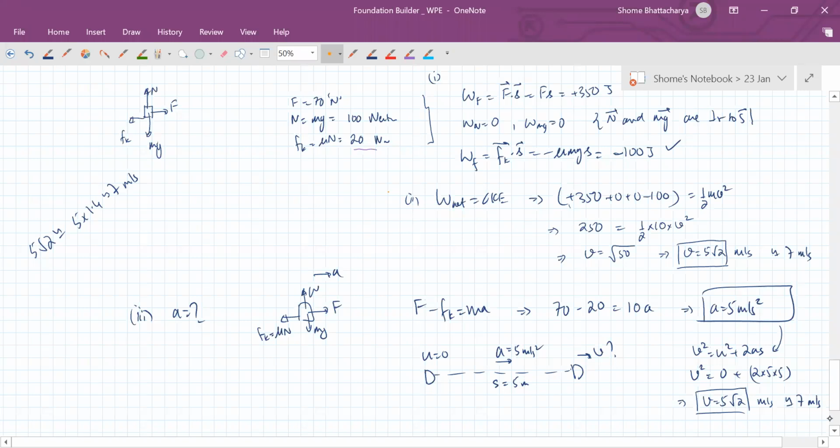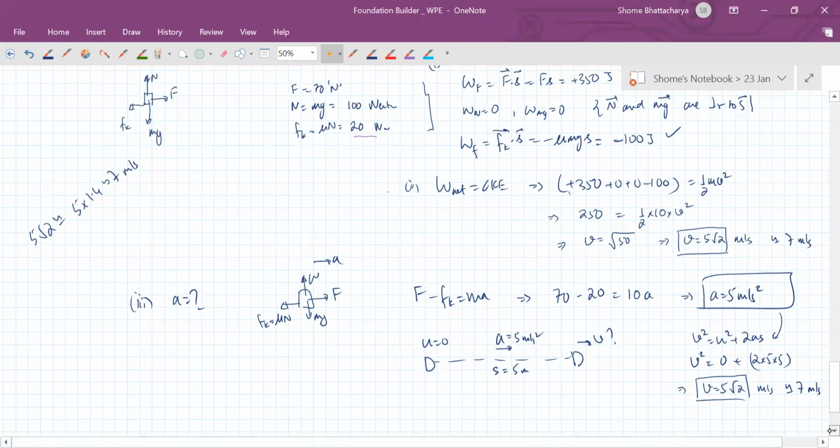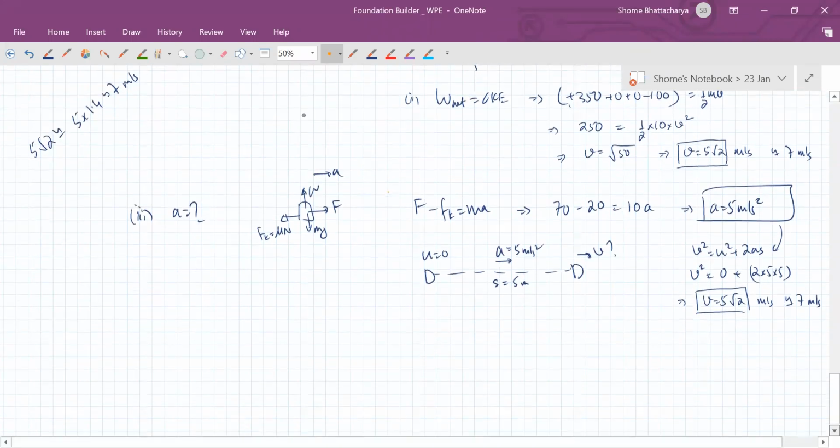All right, so I hope the application of the work energy concept is clear over here. Rather, the work kinetic energy concept. Okay, very good. Now next, let's look at a slightly more tricky type of question.